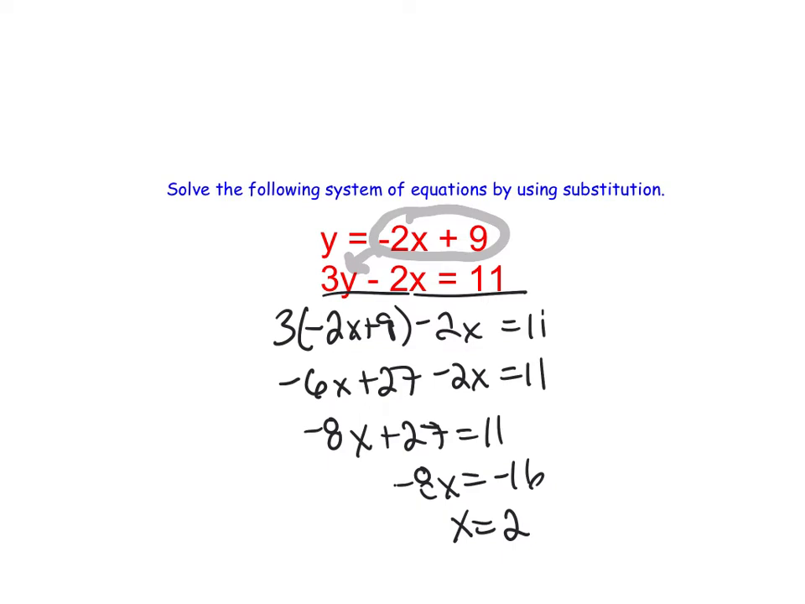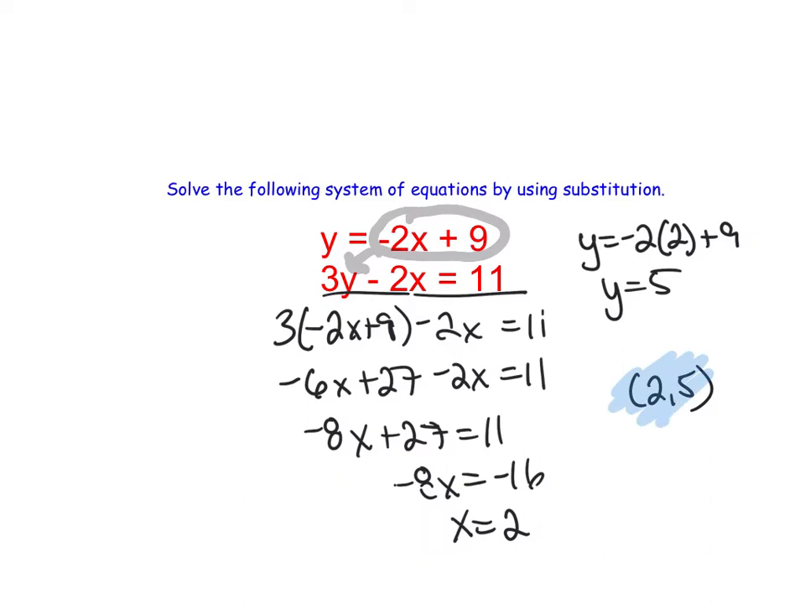Now we need x and y. Last time it was really simple because y was equal to a number. Now y is equal to an expression. So I'm going to have to replace the x in that expression with my 2, since x is equal to 2, which means y equals 5. Final answer, (2, 5). Let's get a highlighter that's not black. There. And if you plug that in to either equation, that should work with both.